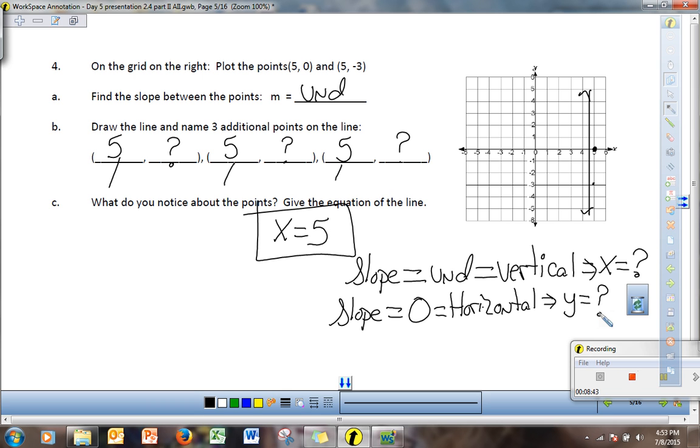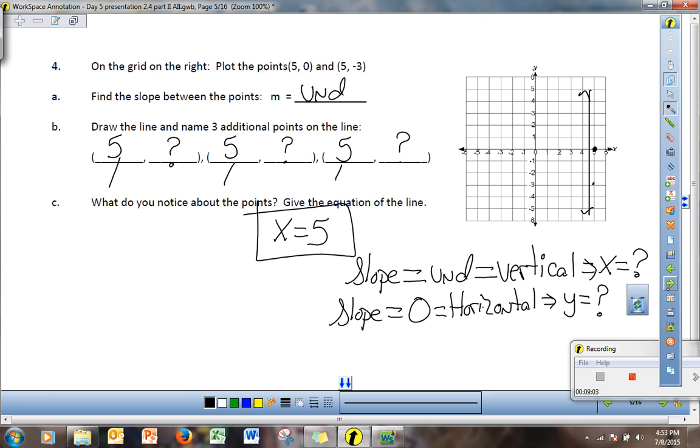So there's what we got so far. If you see undefined, think vertical. And in class, I called it the tomahawk chop. So think about chopping, the tomahawk chop. You would cut the x-axis, so your equation is x equal.